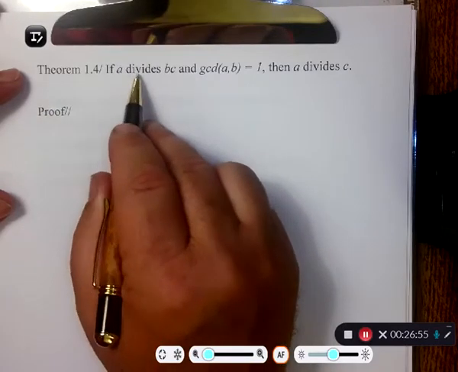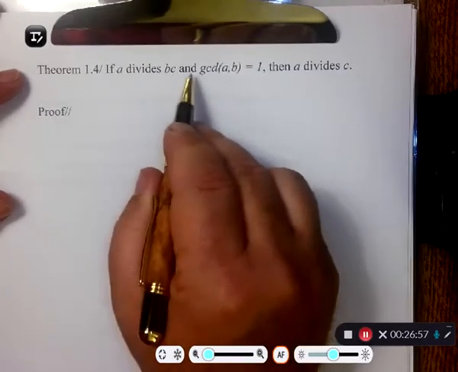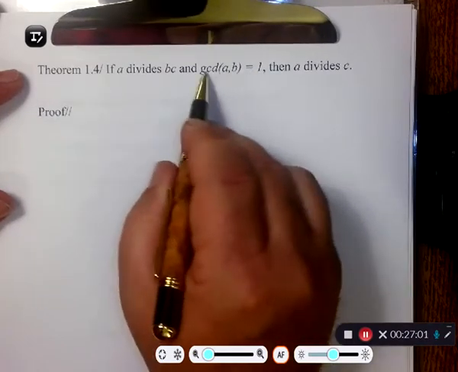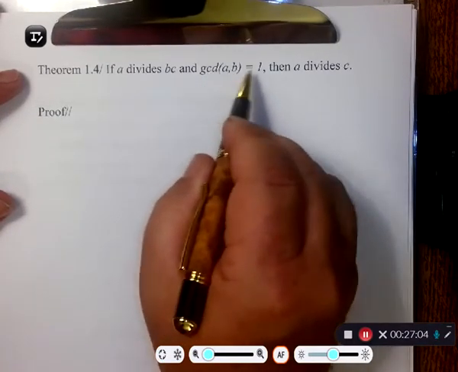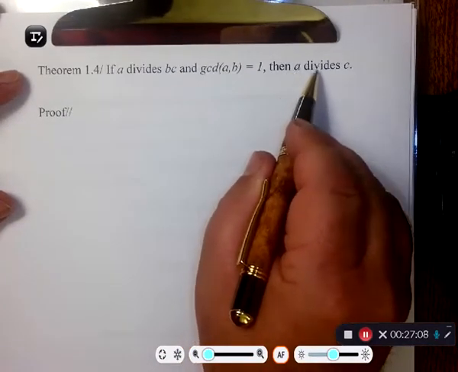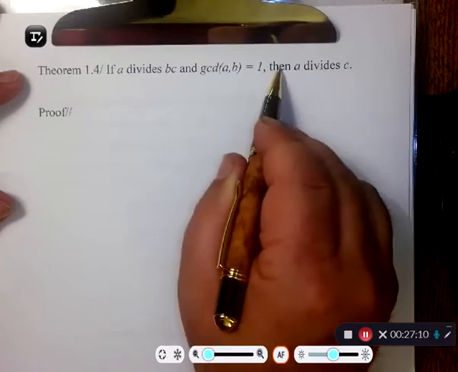If A divides B times C, and the GCD of A and B equals 1, by the way, that's called A and B are relatively prime when they have a GCD of 1. I'll define that later. Then A divides C. Then is what I want to show.